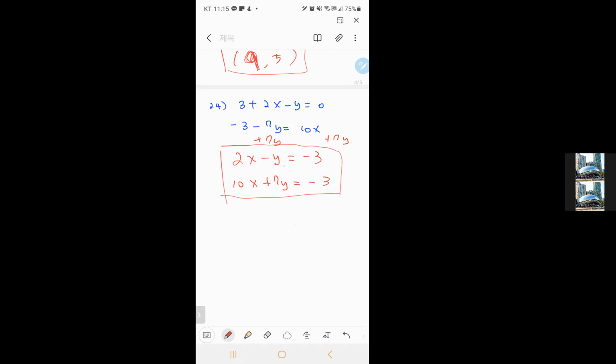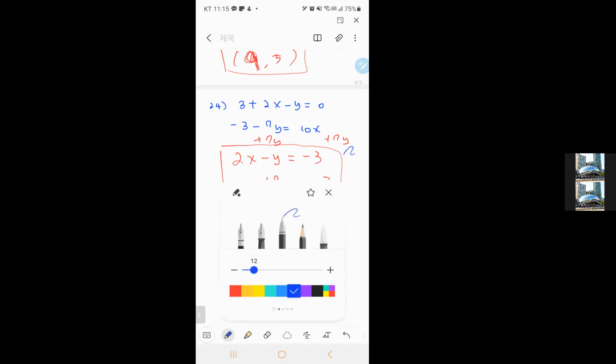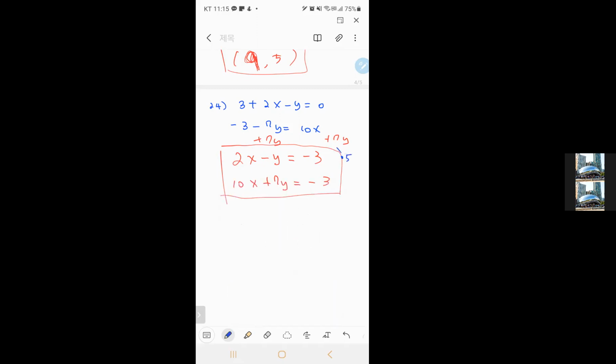What I can do, I can eliminate y by multiplying 7 on the top one, and eliminate x by multiplying 5 on the top one. So let's do that. Let's multiply by 5 and get rid of x. So I'm going to rewrite it. 10x minus 5y is equal to minus 15. I'm going to subtract these two equations because 10x and 10x have the same sign, same coefficient.